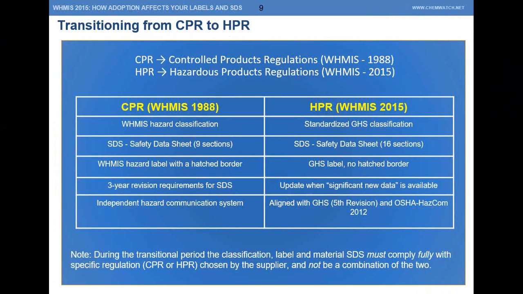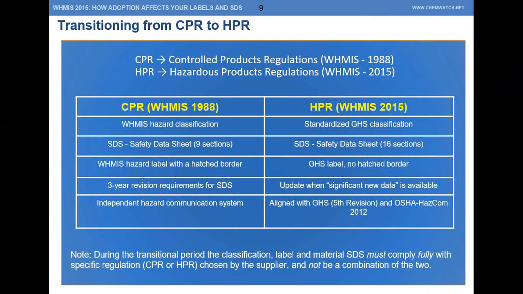So, the transitioning from CPR to HPR. We go from WHMIS hazard classifications to standardized GHS classifications under WHMIS 2015. The safety data sheets that were 9 sections under WHMIS 1988 are now 16 sections, so they harmonize or align with GHS in that respect. The WHMIS 1988 requirement on hazard labeling was that it must have a hatched border. Under WHMIS 2015, you're moving to a GHS label. That's rather significant. No hatched border.